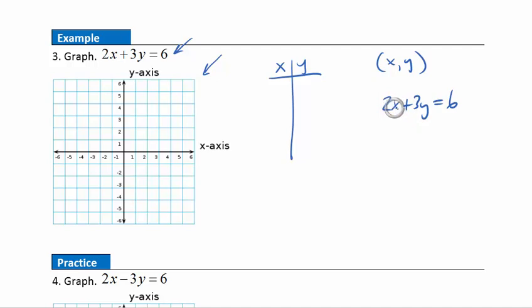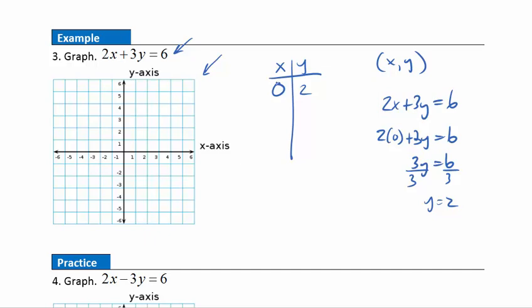So the first thing I'll pick is a value for x, and the first value I'll pick for x is going to be 0. 0 is an easy number to substitute. So if I put a 0 in for x, it would look like this: 2 times 0 plus 3y equals 6. Well, 2 times 0 is just 0, so my equation simplifies down to 3y equals 6. You could look at that and go, oh, y has to be 2. Or if it got a little more difficult and you weren't sure, you could just solve this equation. Divide both sides by 3, and we'd see that y is equal to 2.